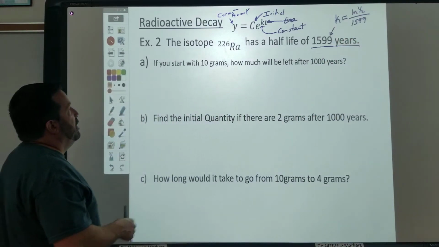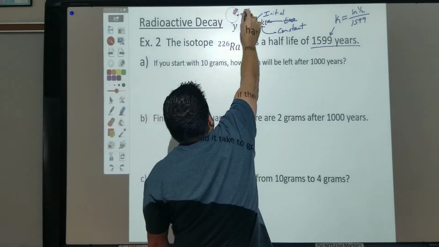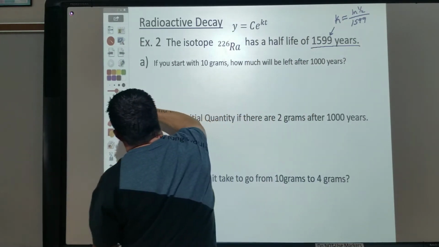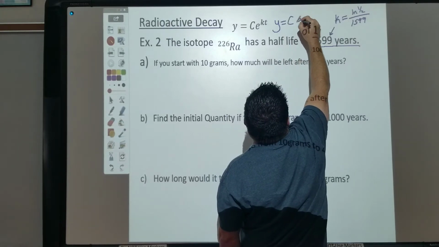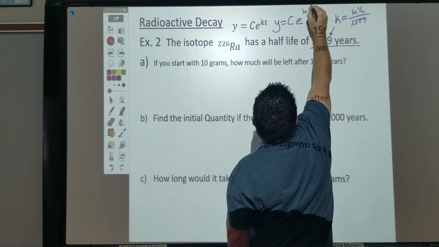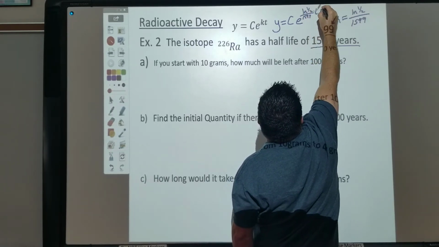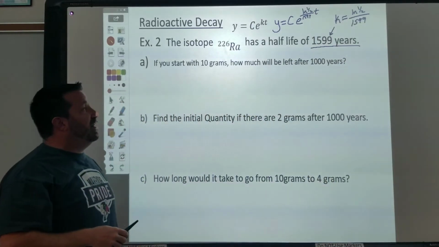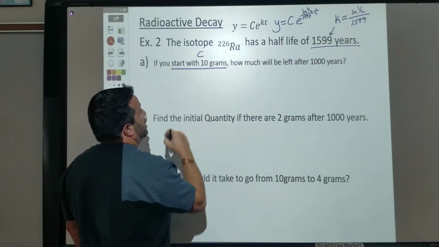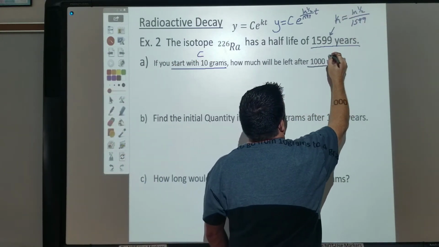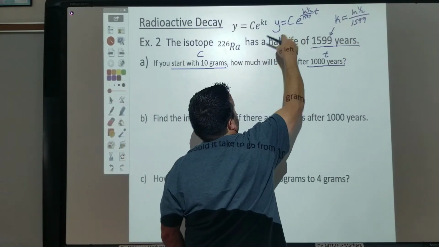Okay, so now I can actually start answering the questions, because now instead of having the formula the way it is written here, this formula is now y equals c times e to the natural log of 1/2 divided by 1599 times t power. That's my new formula. Now I know what the k value is. So here, I'm starting off with 10 grams, so that's c. It wants to know how much will be left after 1,000 years, that's t. So I'm going to substitute those into this formula right here.